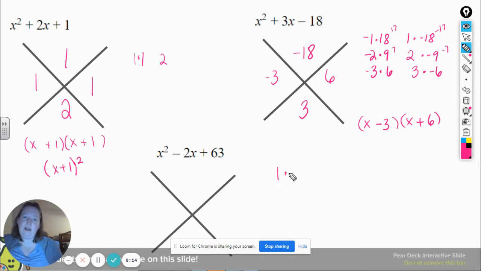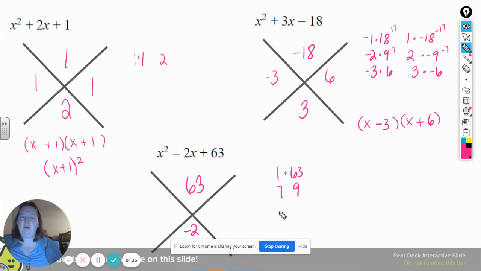It's obviously not going to be 1 and 63, right? Because we need 63 to be our product, but we need negative 2 to be the sum. So when we add the two numbers up, they have to equal negative 2. So it's got to be two numbers that are pretty close together, right? Okay, so 7 and 9.